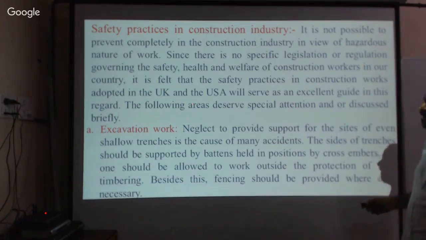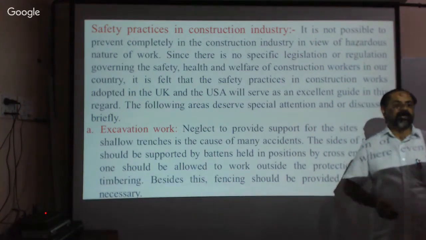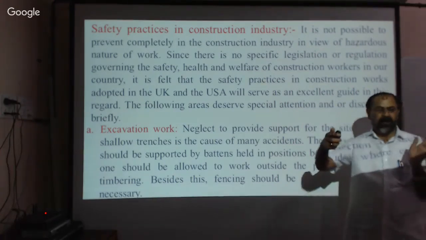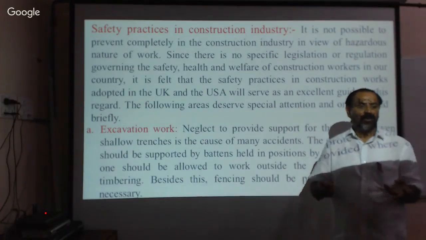Now, safety in excavation. Excavation work that neglects to provide support for the sides of even shallow trenches causes many accidents. We have seen in the video clip how people are working there. The sides of the trenches should be supported by battens held in position by cross members. No one should be allowed to work outside the protection of such timbering. Besides this, fencing should be provided where necessary. Let us take measures to prevent the collapse of earth.